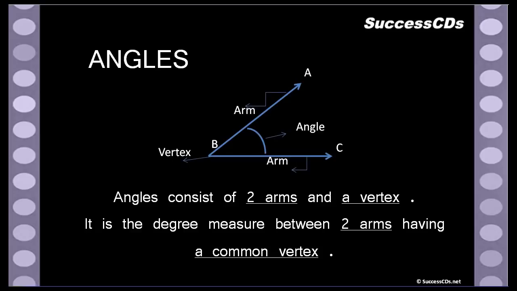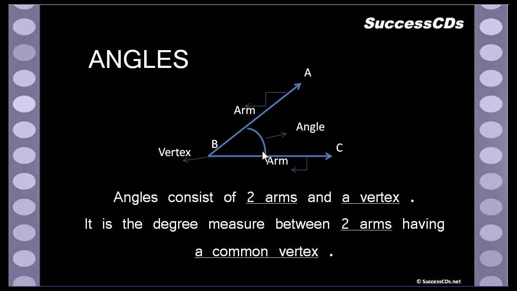An angle usually consists of two arms and a vertex. Now here if we see, we have arm BA and arm BC and a common vertex. This point B is our vertex because it is the common point. Hence the angle is the degree measure between two arms having a common vertex. So this arc becomes our angle.